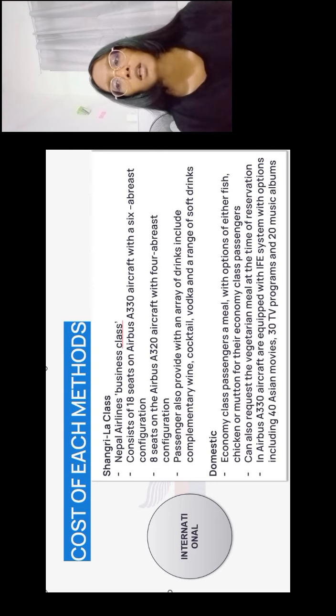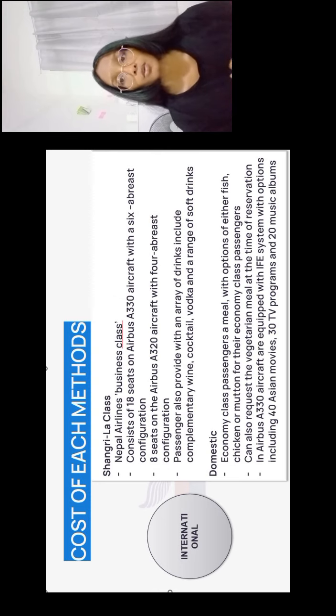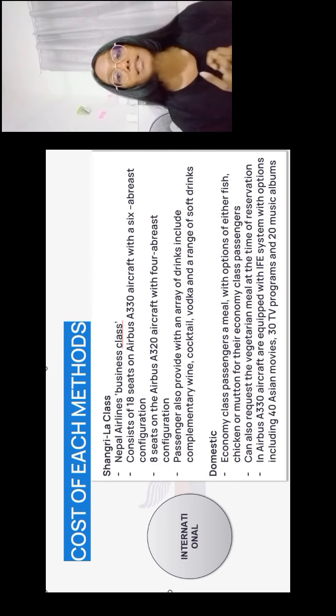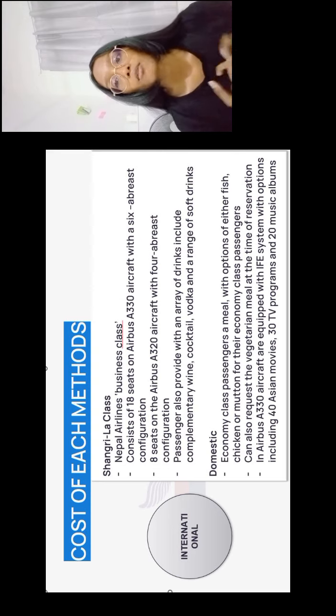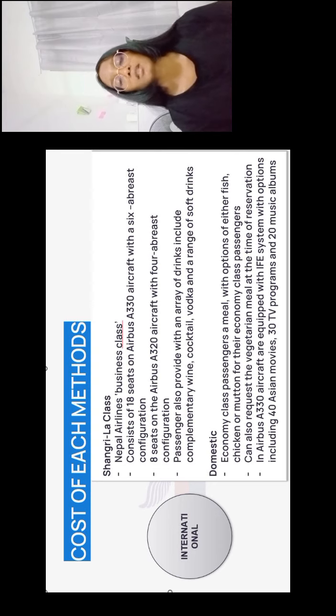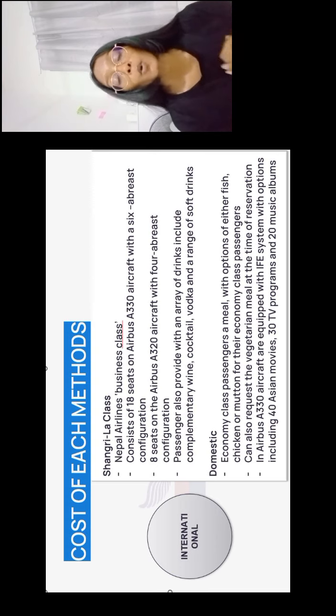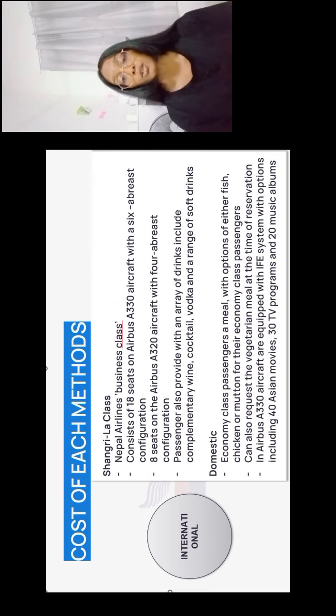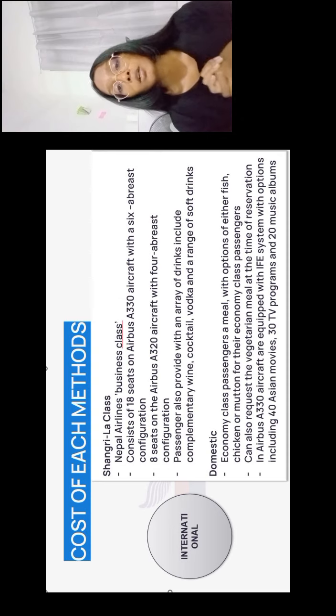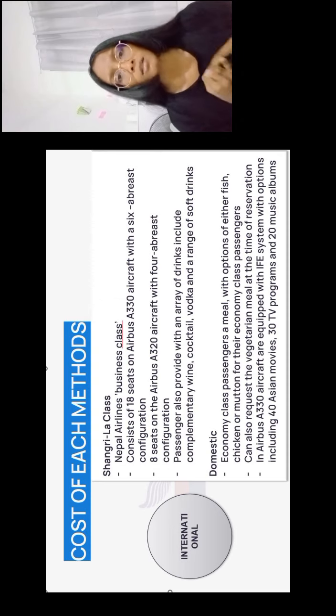So in business class, there are 18 seats on the Airbus A330 aircraft with a 6 abreast configuration and 8 seats on the Airbus A320 aircraft with a 4 abreast configuration. In business class, passengers are served a gourmet meal, and are also provided with an array of drinks to choose from, including complimentary wine, cocktail, vodka, and a range of soft drinks.